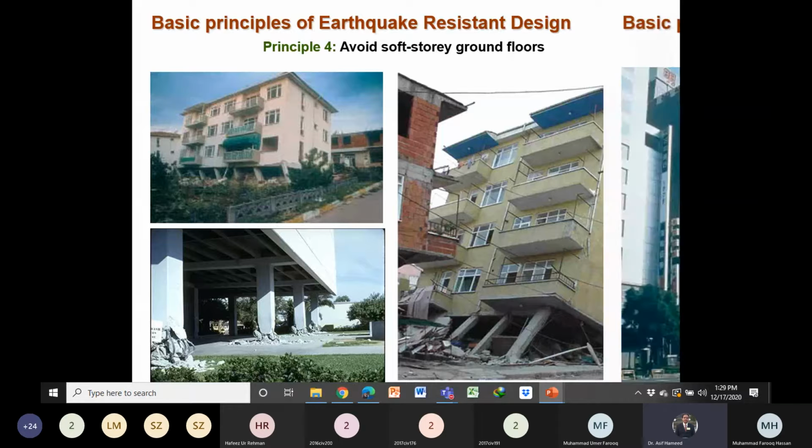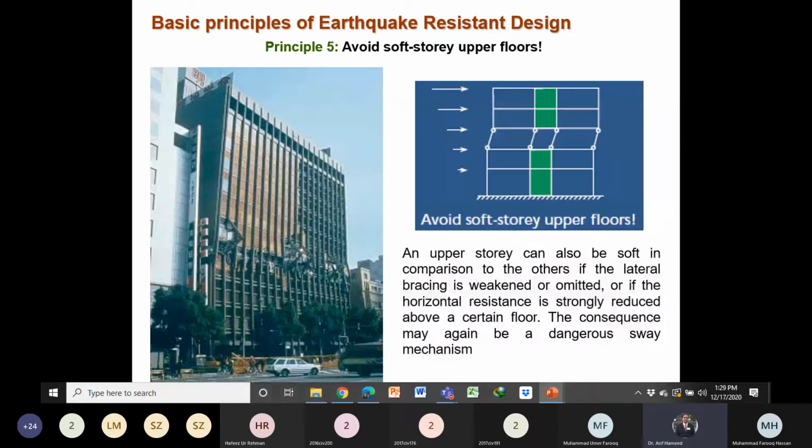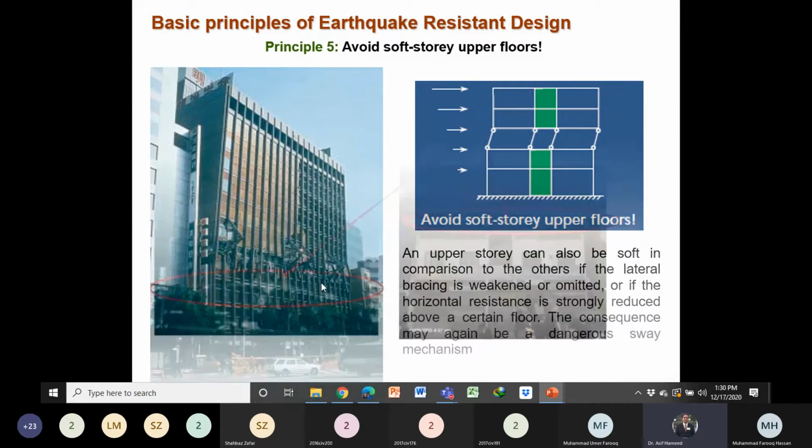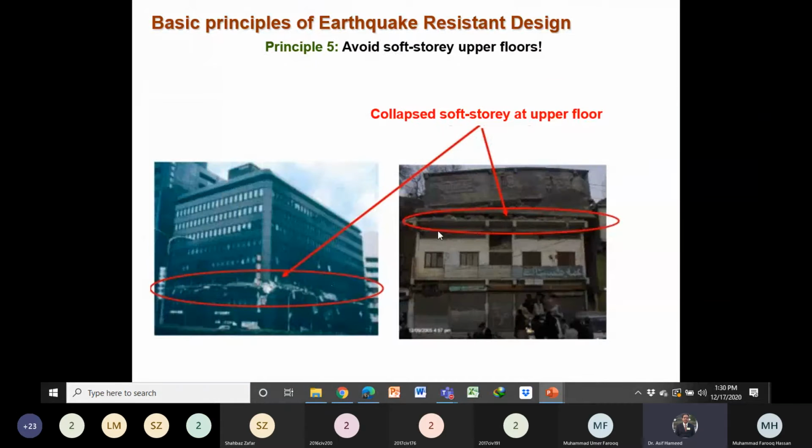Not only at the ground, but in the intermediate floors too. If we have a soft story in the intermediate floors, that can also fail during the earthquake. The stiffness of this story is less than the other stories. So you can see the failure of the intermediate story, that was the soft story. Similarly, these are the failures of the soft story, collapse of the soft story.